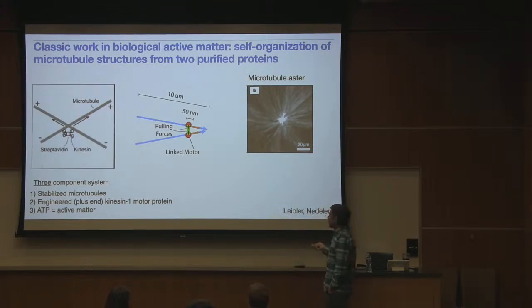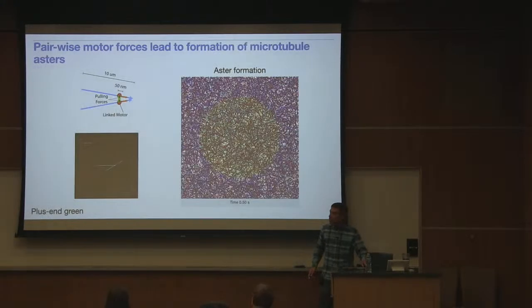And what Leibler and Nedelec showed in this original active matter work about 20 years ago is that they could take just two proteins, stabilized microtubules and these kinesin motors that walk to the plus end of the microtubules, mix them with ATP, and get them to self-organize these structures which resemble microtubule asters in the cell that are used during cell division. But these structures are being self-organized in vitro, basically in water or buffer, with just these two protein components and energy.